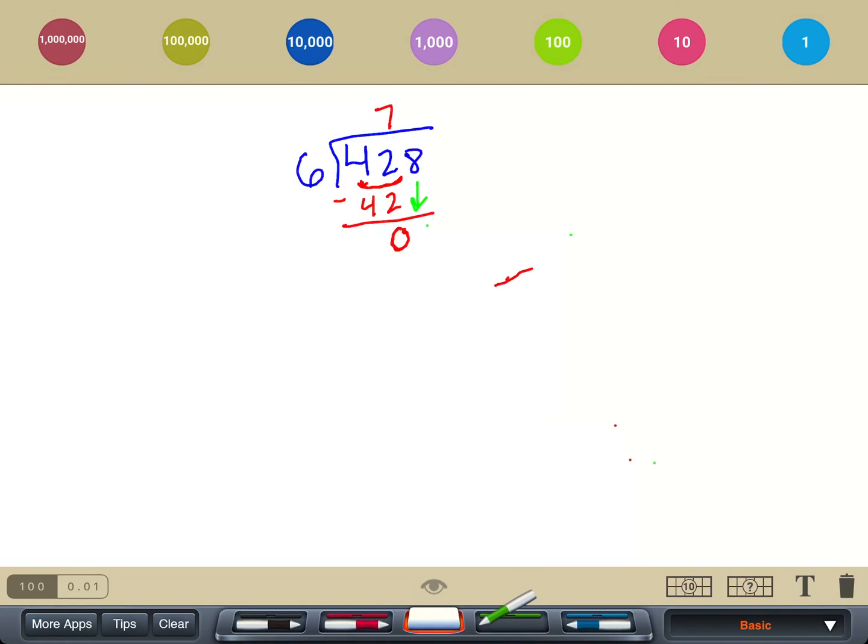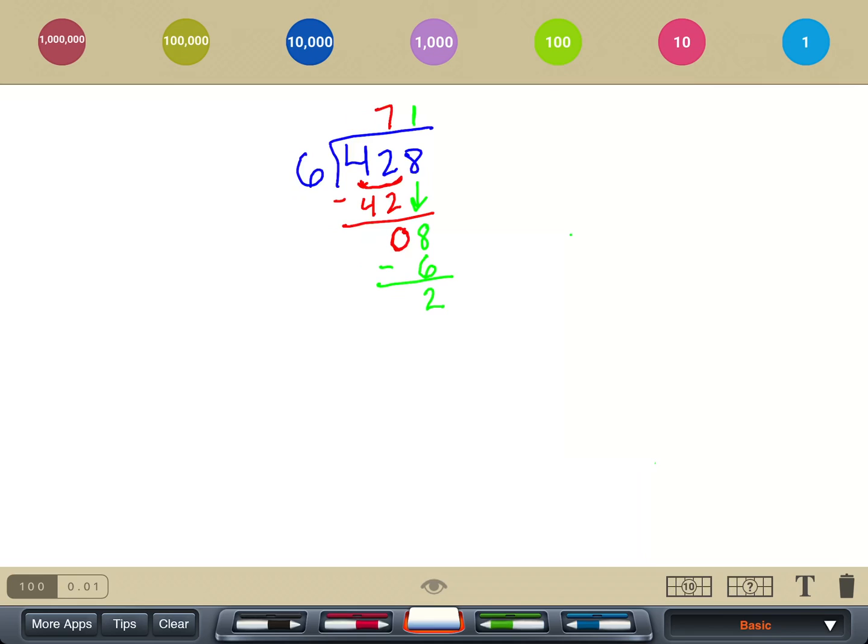And now we're going to bring down our ones. Now we have 8 ones left. And we can say if I have 8 ones divided into 6 groups, I could put 1 one in each group. I would use 6 of those 8 ones, and I'd have 2 ones left over. Hopefully you're following along. You're with me so far.